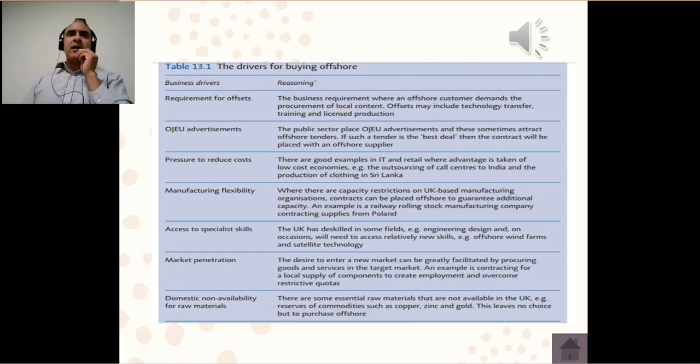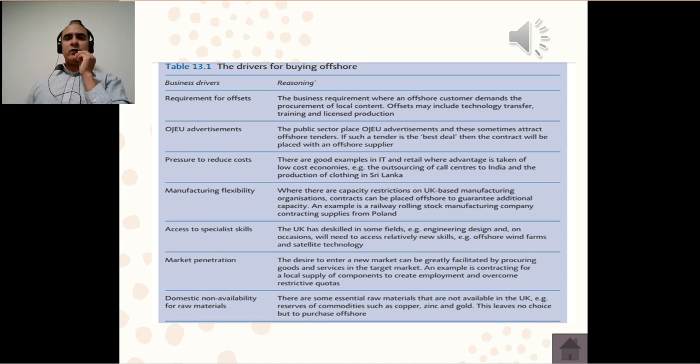First of all, I have requirements for offset. Maybe the country that I want to sell my products in is requiring me to have some certain production in there, or perhaps I cannot import anything from there. So I need to set up my operations in there. Second one, the European Union advertisement. I'm going to skip it because it's just part of the book because it's British, but I'm not going to do it.